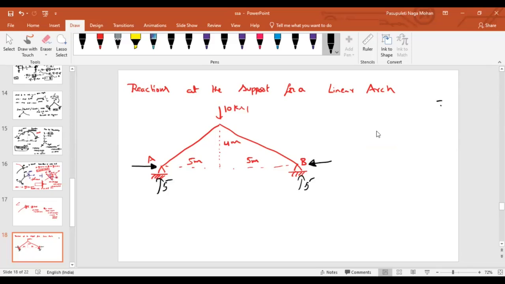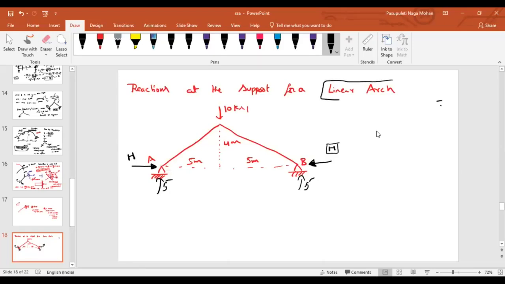Obviously, the reaction will develop, isn't it? As it is a support, obviously horizontal thrust will develop. But unlike the previous case, I'm not saying this is a hinge point. If this is a hinge point, then you can take the moment equal to 0. But I haven't given any hinge. Then can you find out this horizontal thrust?